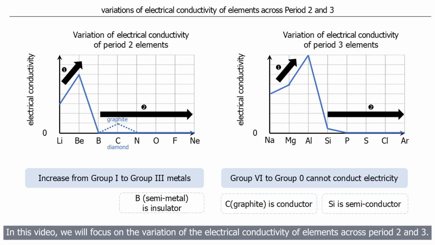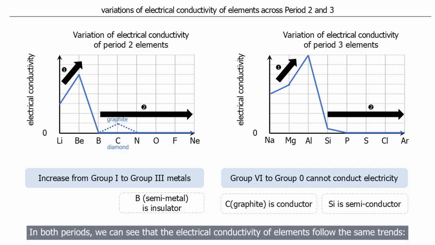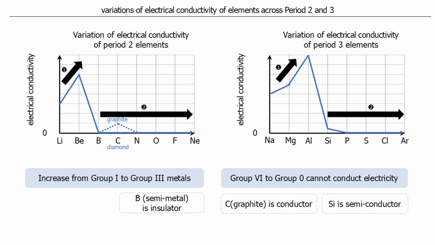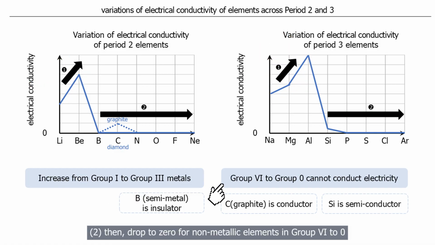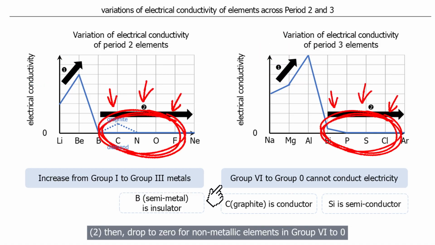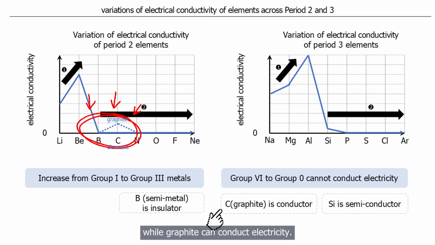In this video, we will focus on the variation of the electrical conductivity of elements across period 2 and 3. In both periods, we can see that the electrical conductivity of elements follows the same trends. They first increase from group 1 to 3 metals, then drop to 0 for non-metallic elements in group 4 to 0. In period 2, boron in group 3 is a semi-metal that cannot conduct electricity, while graphite can conduct electricity.